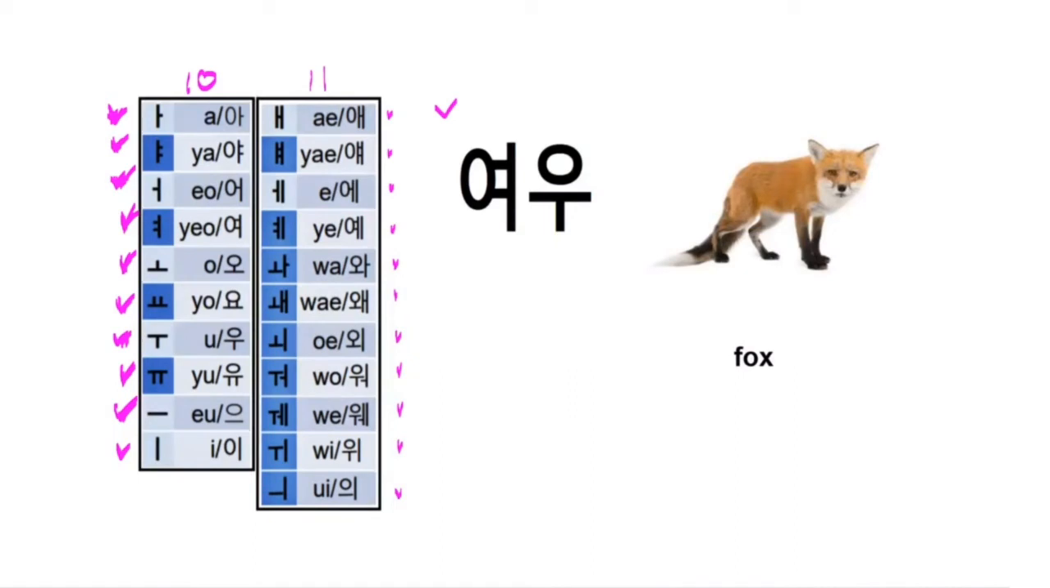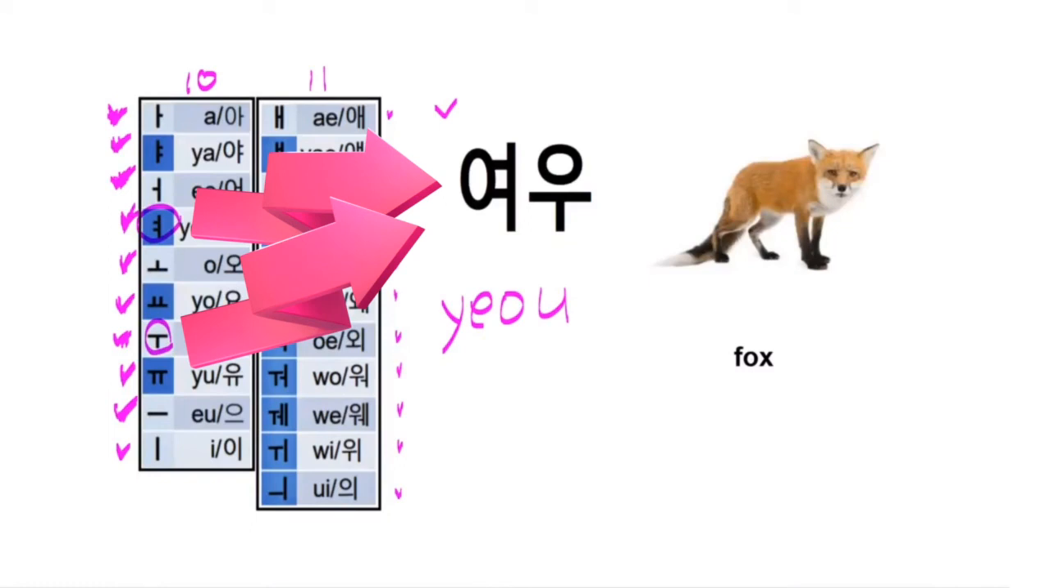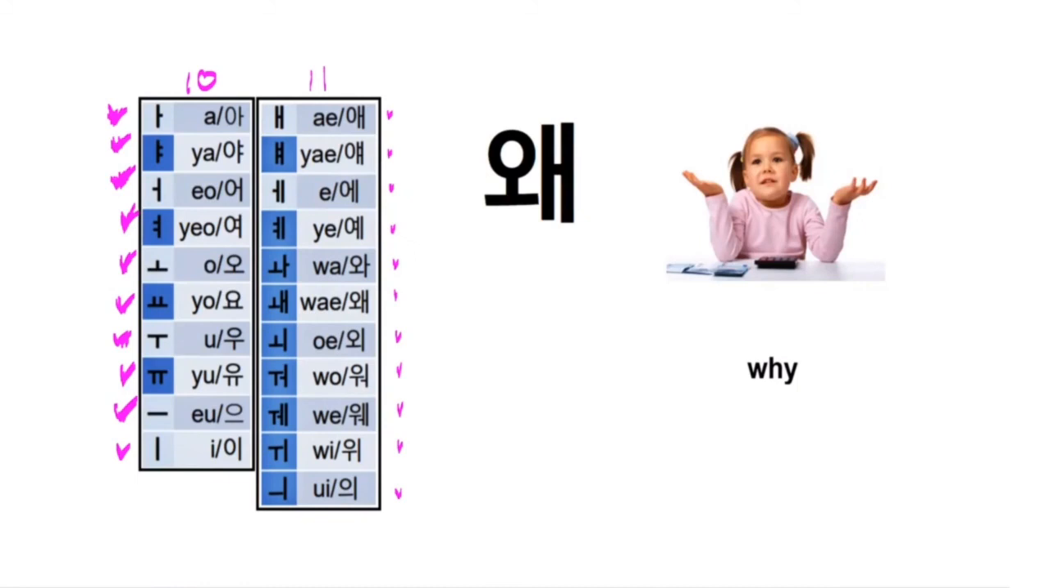Start. Where is it? A, ya, o, yo. Yes, here it is. Yo and o, yo, o. Here it is. Okay, repeat after me. Yo, u. It means fox. Okay, good. Next, let's read this word.